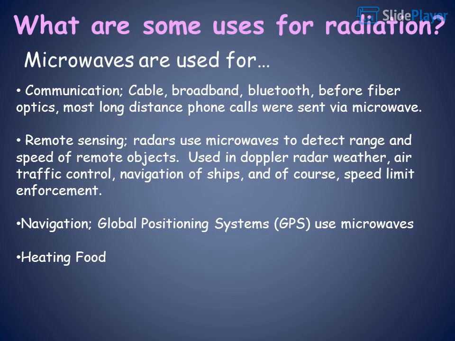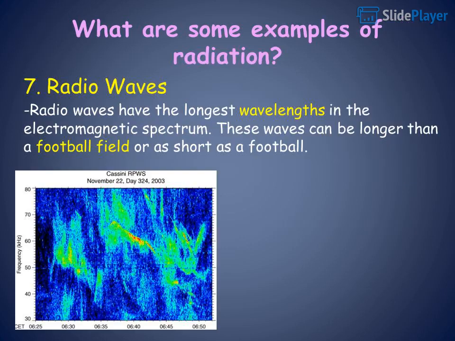What are some uses for radiation? Microwaves are used for communication: cable, broadband, Bluetooth. Before fiber optics, most long-distance phone calls were sent via microwave. Remote sensing: radars use microwaves to detect range and speed of remote objects. Used in Doppler radar weather, air traffic control, navigation of ships, and of course, speed limit enforcement. Navigation: global positioning systems, GPS, use microwaves. Heating food.